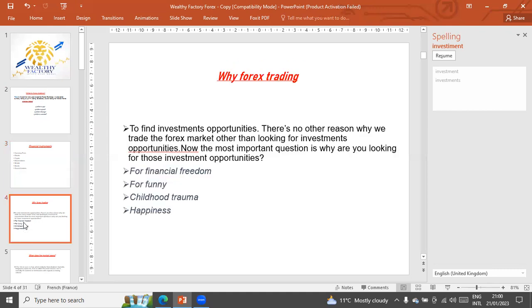So let's dive into the reason why people trade the Forex market. Why Forex trading? That's a question. Very simple. A lot of people go into Forex trading for one major reason: to look for investment opportunities, to give you money, to make you wealthy, to make you rich. That's the main reason why people go into Forex trading, right?